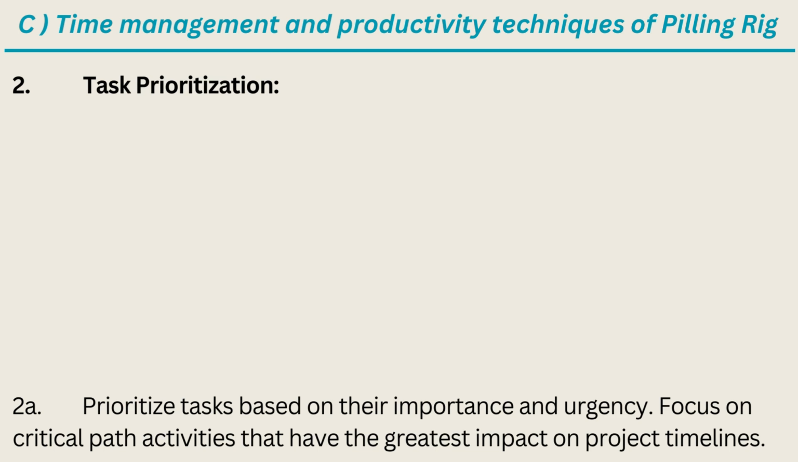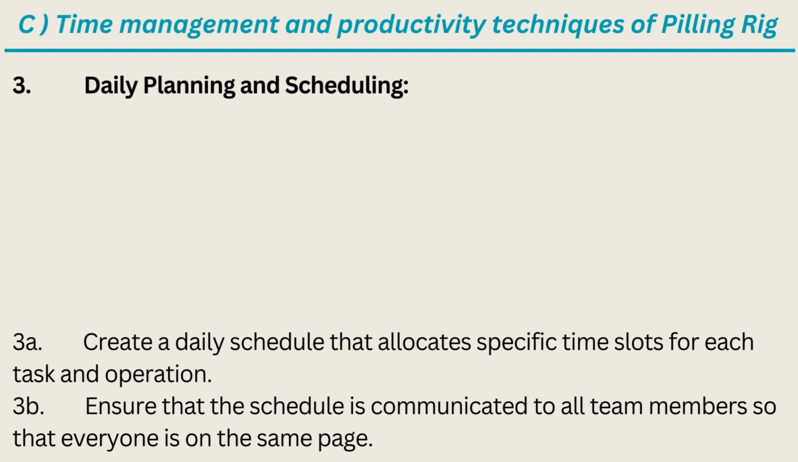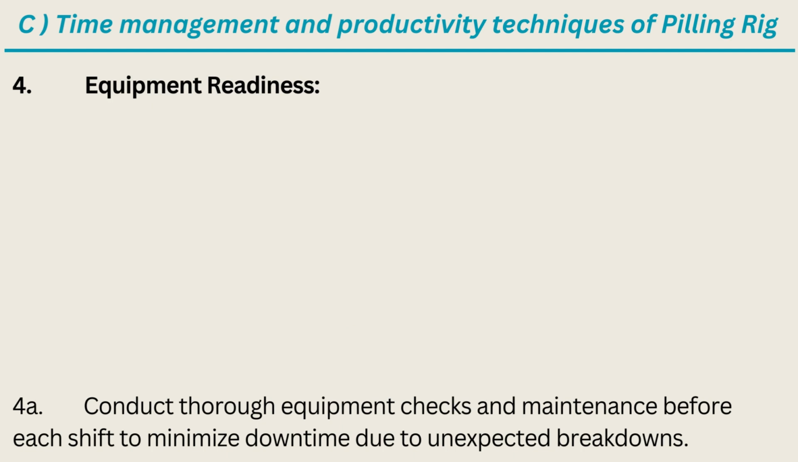2. Task prioritization. 2A. Prioritize tasks based on their importance and urgency. Focus on critical path activities that have the greatest impact on project timelines. 3. Daily planning and scheduling. 3A. Create a daily schedule that allocates specific time slots for each task and operation. 3B. Ensure that the schedule is communicated to all team members so that everyone is on the same page. 4. Equipment readiness. 4A. Conduct thorough equipment checks and maintenance before each shift to minimize downtime due to unexpected breakdowns.